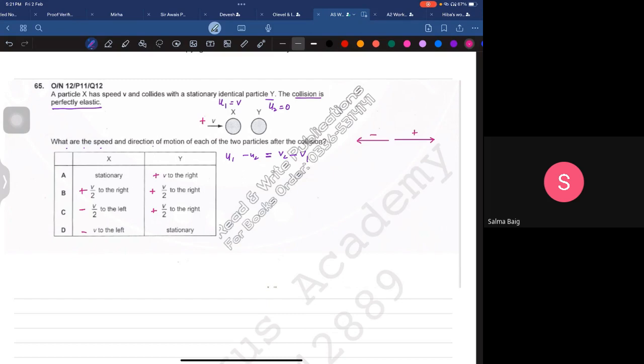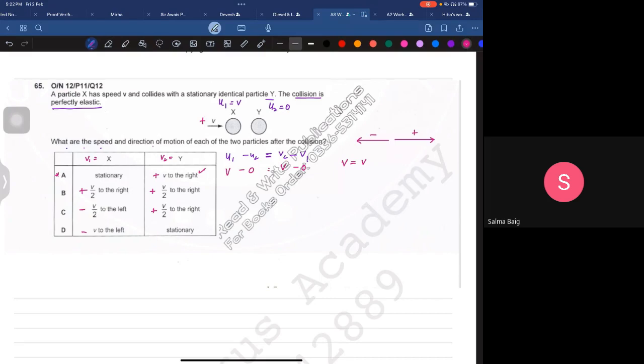Anyhow, U1 is V minus zero. V2 is this one, so this is V2 and this is V1. So V2 is V minus zero. So if you see, you get V equals V. Now, if I were you, I would not settle on this answer, because it shows that it is elastic. So this could be one of our answers. Now, any person who checks this might end up getting it wrong.